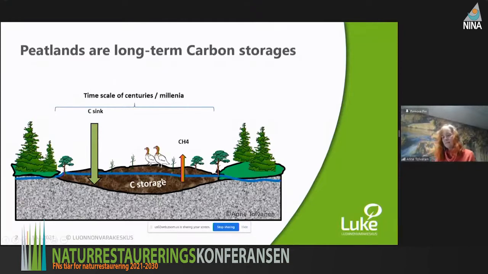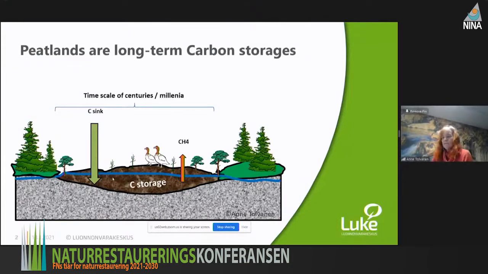At the same time, the peat sequesters carbon into it, so they are carbon sinks, because the peat doesn't decompose as quickly as the vegetation grows. The decomposition is not as quick as the accumulation of vegetation and the organic biomass. That's why the peat is accumulating there.